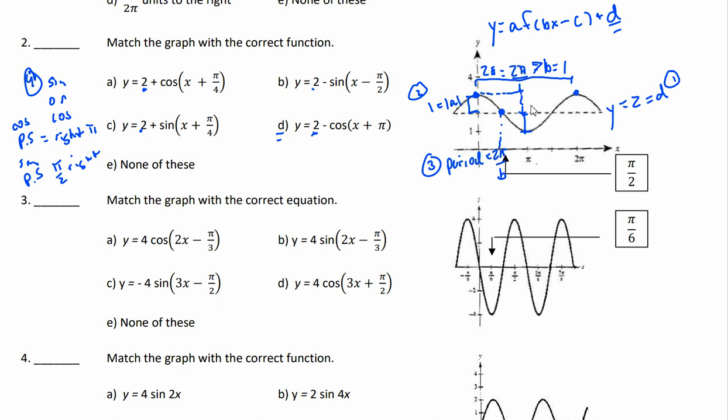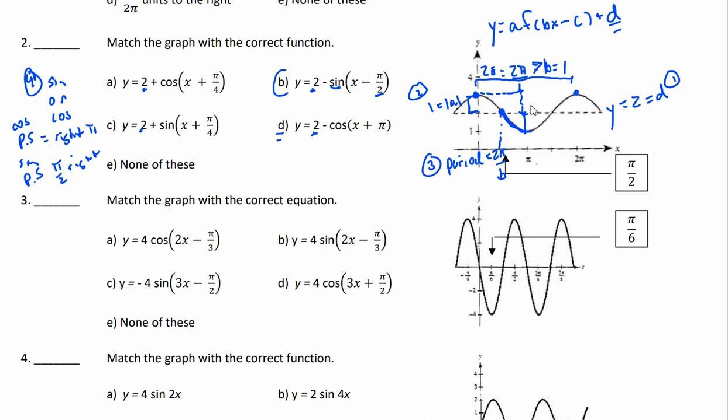It's also going down right here, and so we would need a negative a value. So it's reflected. Looking at this, we see that yes, the sine function is going up 2. It is phase shifted to the right pi over 2. It has an a value of 1, but it is reflected.